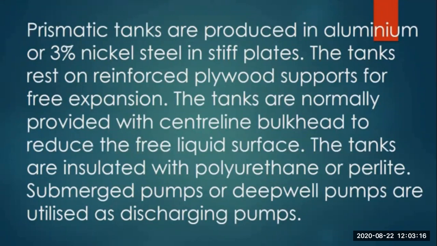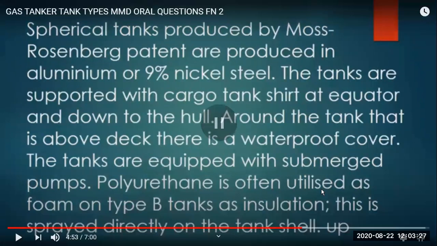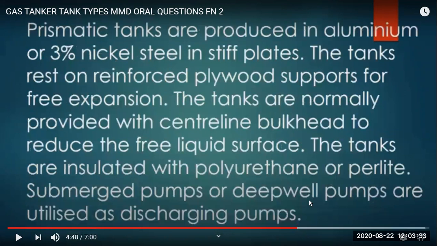Then prismatic tanks are produced in aluminum or 3% nickel steel plates. The tanks rest on reinforced plywood supports for pre-expansion. In type A, we were using wooden blocks for support. Here we are using plywood support for type B, and tanks are provided with a centerline bulkhead to reduce the free liquid surface, because we can also use them for pressure liquids. So we need a centerline bulkhead. And the tanks are insulated again with polyurethane or perlite. Submerged pumps or deep well pumps are used for discharging on most of the gas ships.